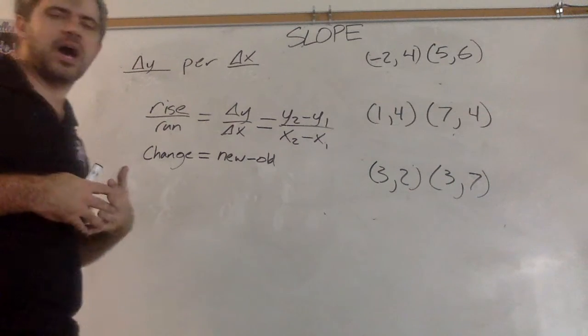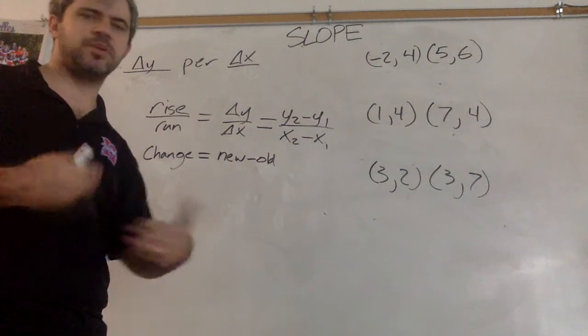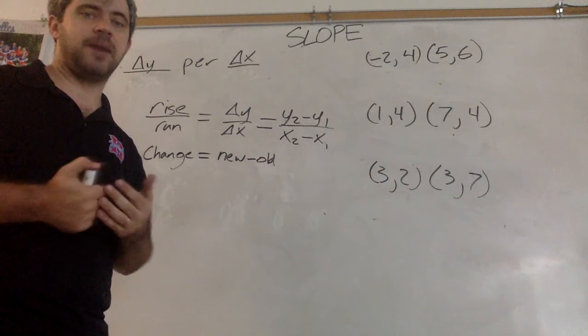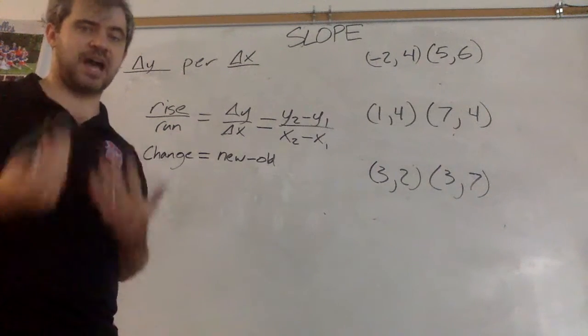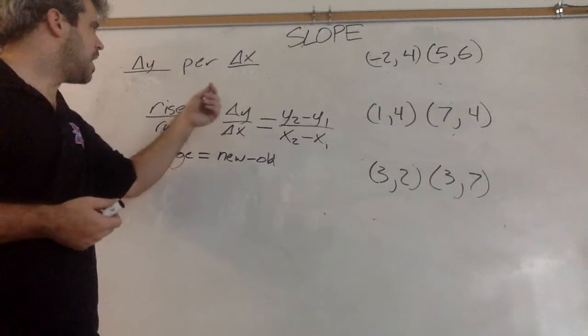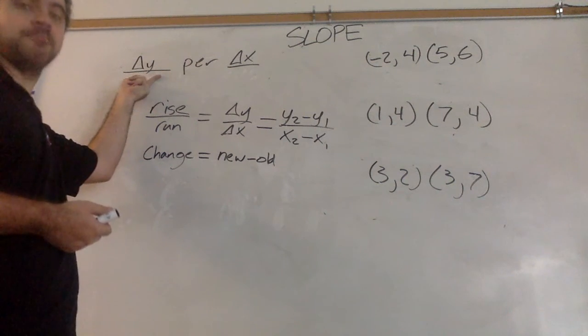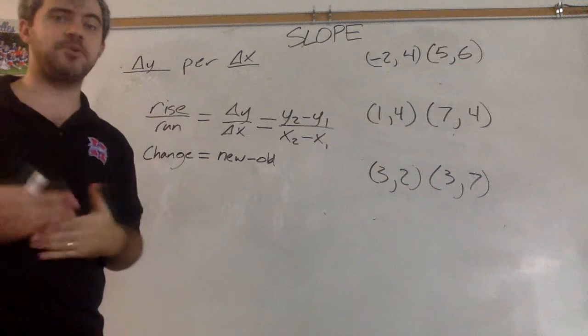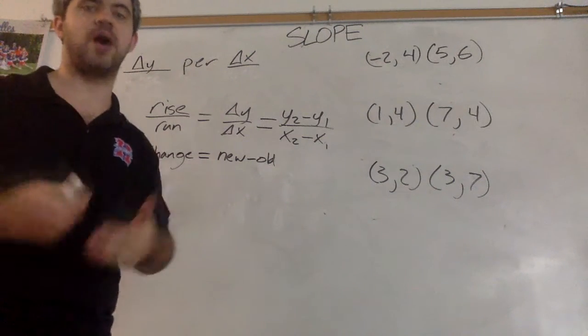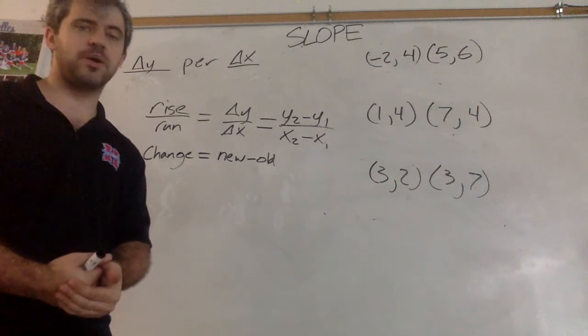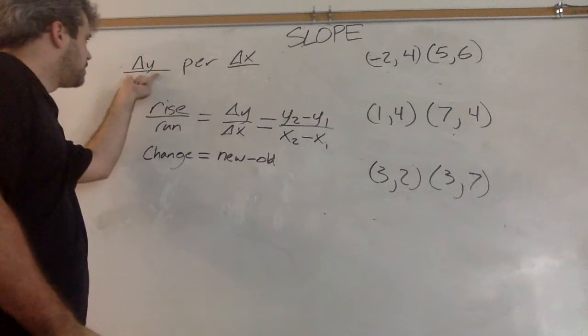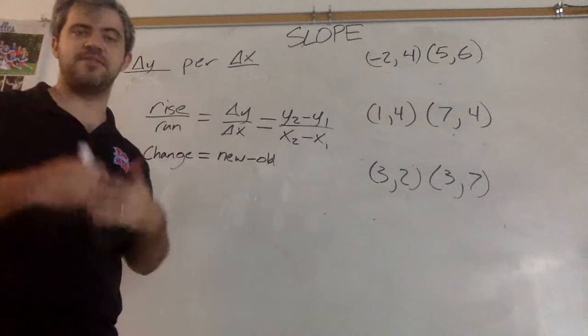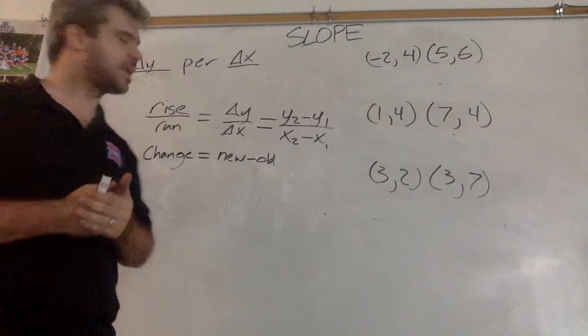Okay, so for example, if you were dealing with a variable like miles and time, the change in miles per the change in hours would be the same. You'd have the same miles per hour the whole time. Or if this was like money per hour, that would be the same every time.